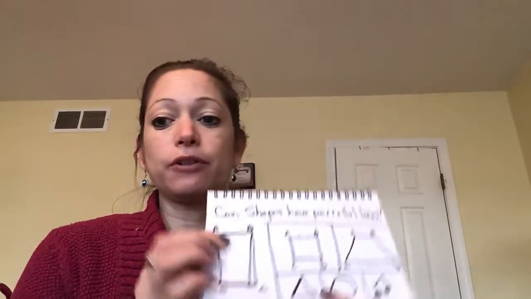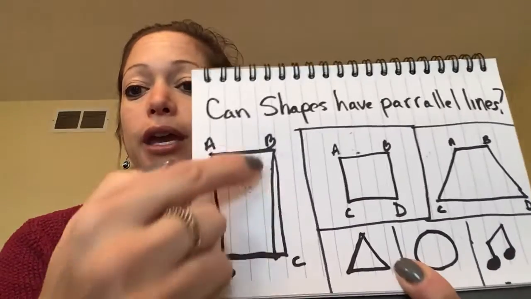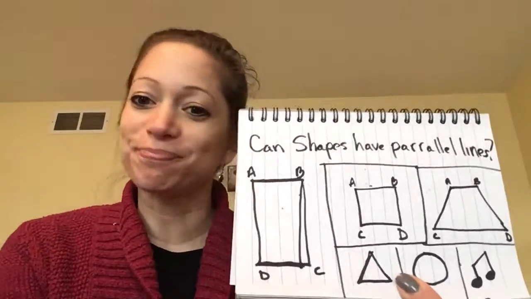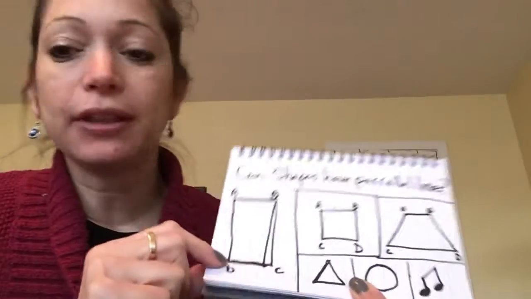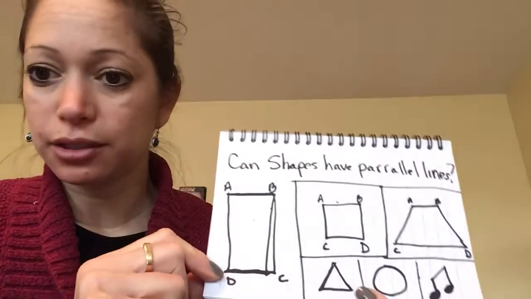All right, the last little thing I want to talk to you about is shapes. Can shapes have parallel lines? What do you guys think? Shout it out. Yes? No? Maybe? I think so. Definitely. Okay, there are certain shapes that have parallel lines, and there's certain shapes that absolutely do not have parallel lines. Let's take a look at our first shape. Hopefully you're thinking in your head, oh, it's a rectangle. Yes, rectangles definitely have parallel lines.